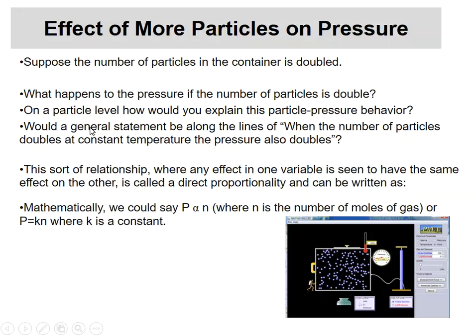let's take a look at what some of these things are that are happening. Let's look at some questions. What happens to the pressure if the number of particles is doubled? It goes up by 2. Okay. On a particle level, how would you explain that particle pressure behavior? So if I increase the number of particles, why does the pressure go up?